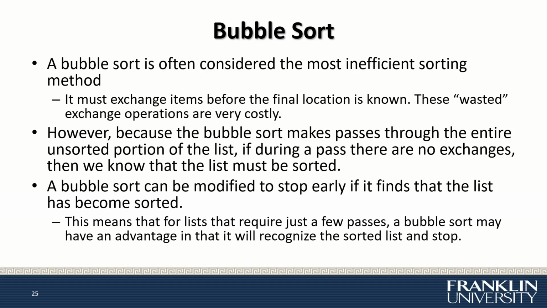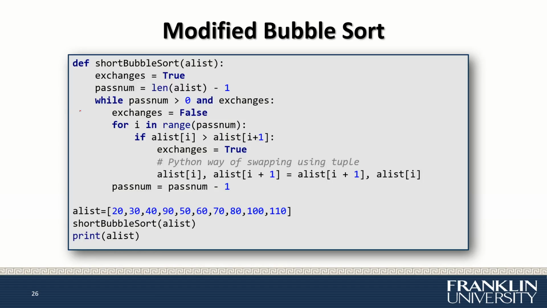So in this case, I can create an exchange variable and set it to true initially. For the outer while loop, now using a while loop instead of a for loop, I check the exchange, and every time going inside the while loop, I will set the exchange to false. And inside the for loop, if an exchange takes place, I will set the exchange to true. So what that really means is, if I go through the entire for loop with no exchange taking place, then the exchange will be false, and the while loop will terminate. And then I can get out early.